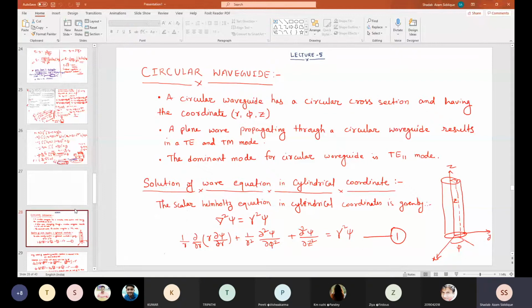Now, in lecture 5, we will study the circular waveguide. This is the second topic. The first topic was the rectangular waveguide, and it had three or four subtopics. After that, the second topic is the circular waveguide. In this, we have the subset TE and TM modes. Then we will go through the transmission line.